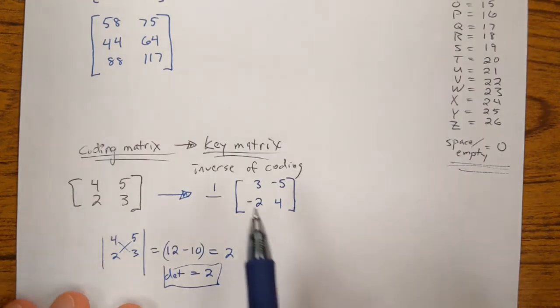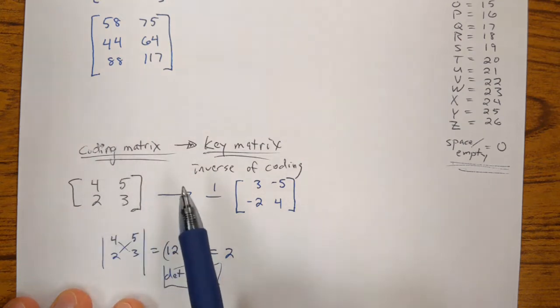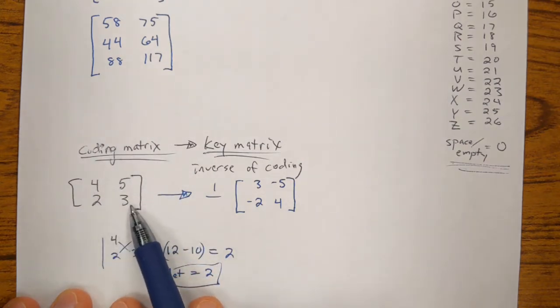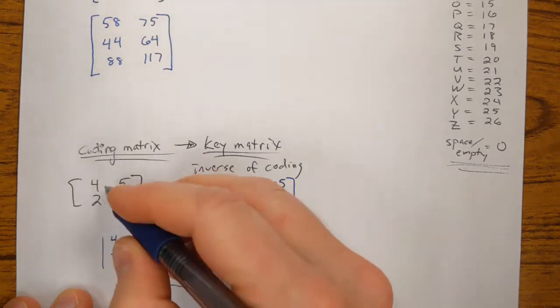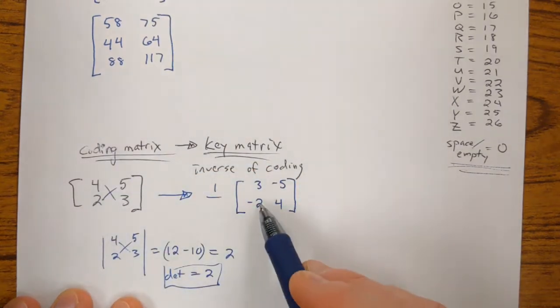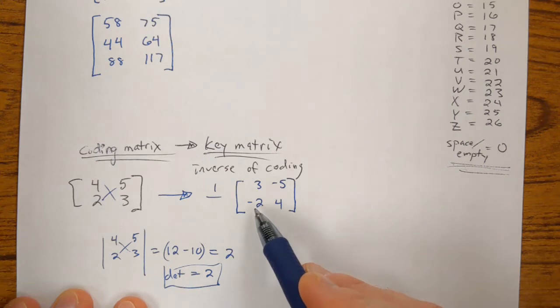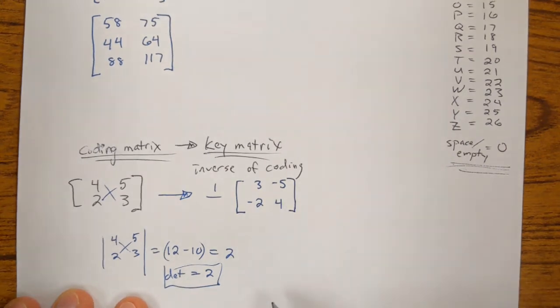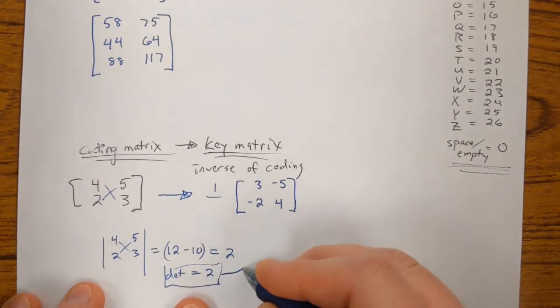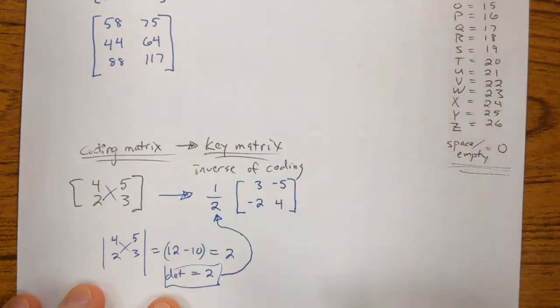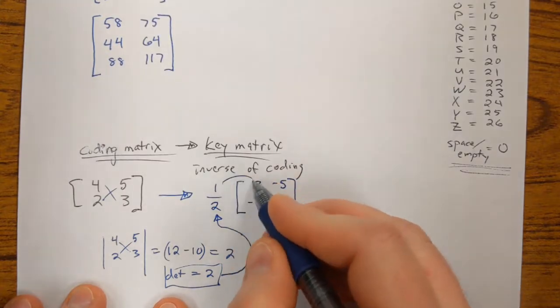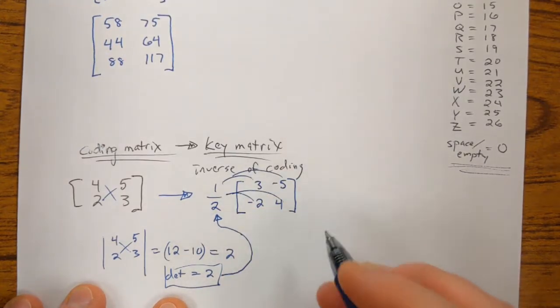All right, so here is me finding the inverse of the coding matrix. Remember, I'm going to flip the 4 and the 3. Those get flipped along that diagonal. And then along this diagonal, the 2 and the 5 stay in the same position, but they turn into the opposites, -2 and -5. And I'm going to multiply all of this by 1 over the determinant. I found the determinant to be 2, so I'm going to multiply all of these numbers by 1/2.